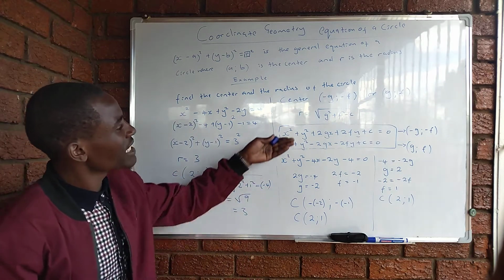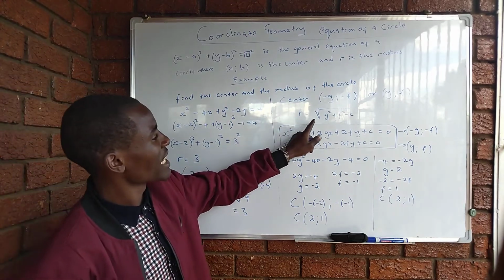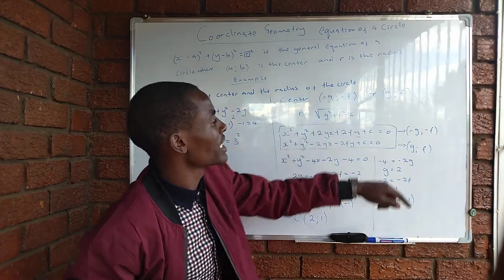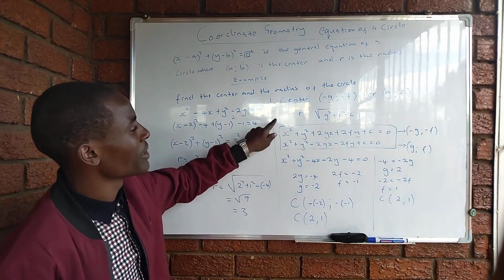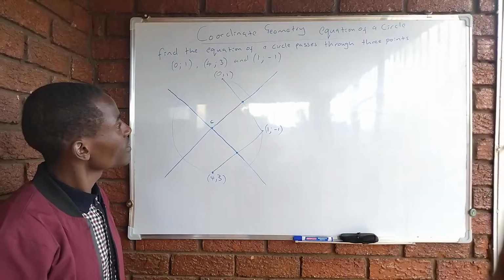Right? So this is another method yekutsvaka center and radius. Unoshandisa maformulas aya g squared plus f squared minus c. Then this for center. Zvichindira kuti washandisa which equation apa. Simple, right? And you can my examples. Right.